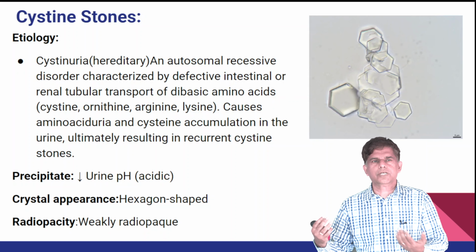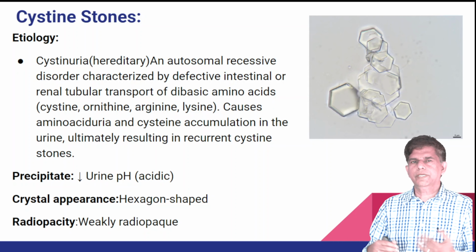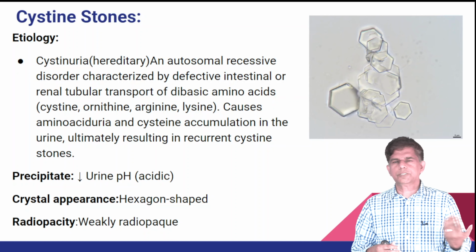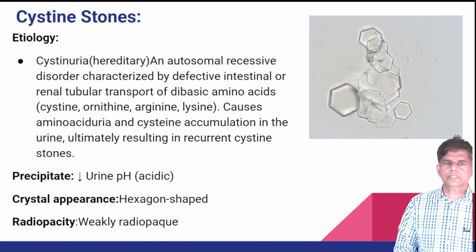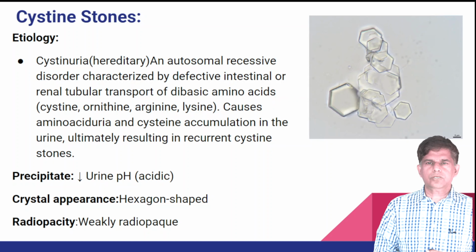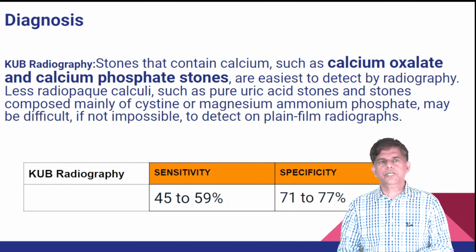The defective intestinal or renal tubular transport of the dibasic amino acids causes aciduria, cystine accumulation, and precipitation, especially with decreased urine pH. And look at the crystal appearance. It's hexagon shaped, okay, and weakly radio-opaque.